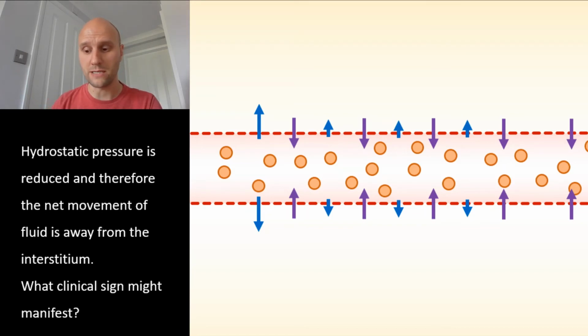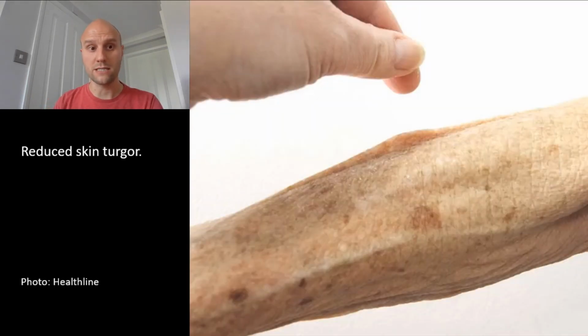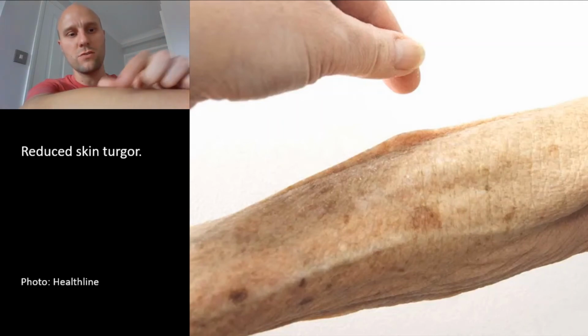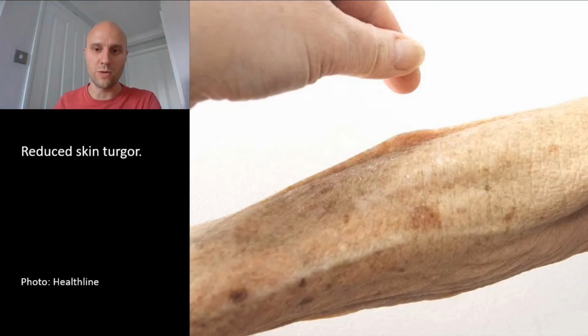the interstitial space. And again, we might see this if we were examining a patient as a reduction in skin turgor. So you could pinch the skin, and whereas on me, if I pinch the skin, I'm fairly well hydrated, that pinched piece of skin just disappears. In this diagram, we can see that in this dehydrated patient, the skin fold remains exactly where it is.